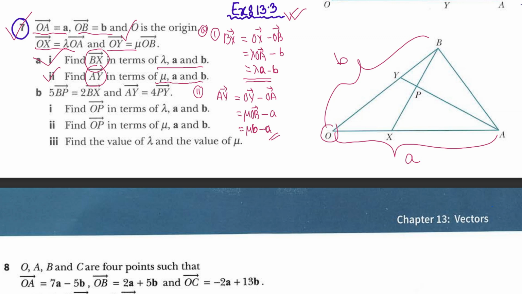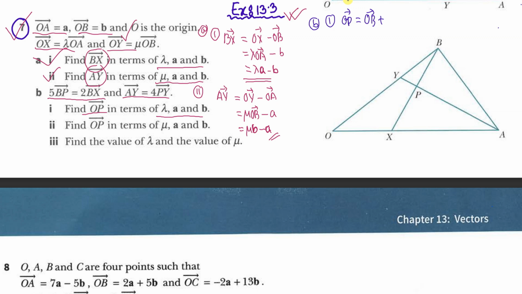Then jump to the next part of this question. The information provided is 5BP equals 2BX and AY equals 4PY. From O to B first, then from B we can write BP. These are vectors. OB is B, and BP is 2BX by 5. So we can write OP equals B plus 2 by 5 of BX. BP equals 2 by 5 of BX, and we already have the value of BX, which is lambda A minus B.